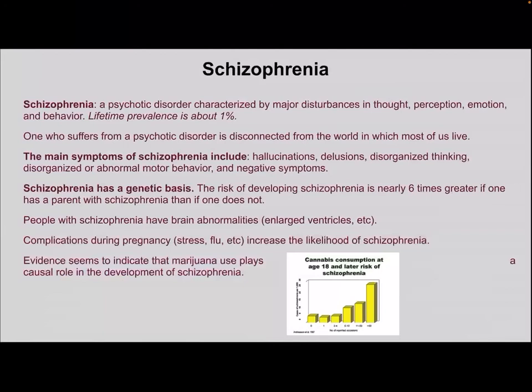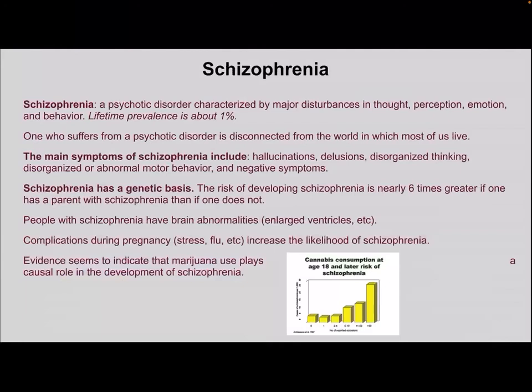Schizophrenia is a very important one, especially for your 3rd exam. I recommend being familiar with the symptoms of schizophrenia. Schizophrenia is a psychotic disorder, not very common, but very, very disturbing, very obvious. Usually, if you know somebody with schizophrenia, it's a lot more obvious than something like an anxiety disorder. Someone who suffers from a psychotic disorder is disconnected from the world in which most of us live.